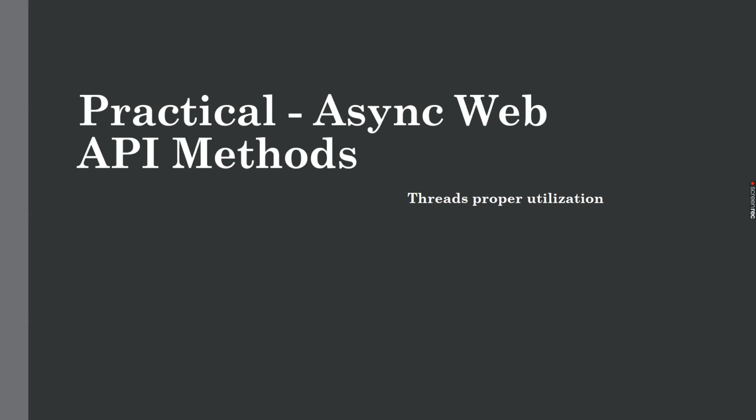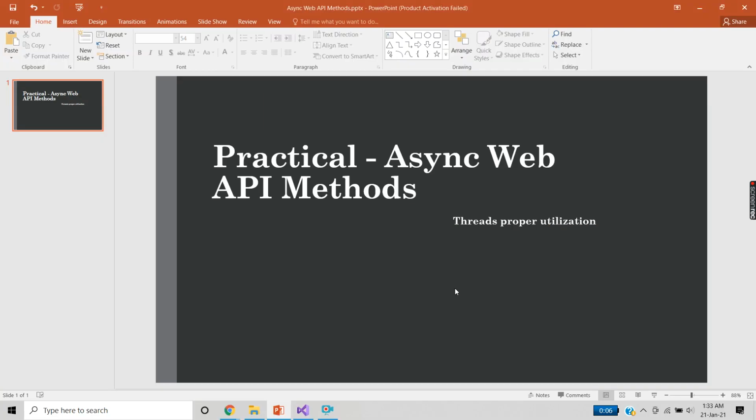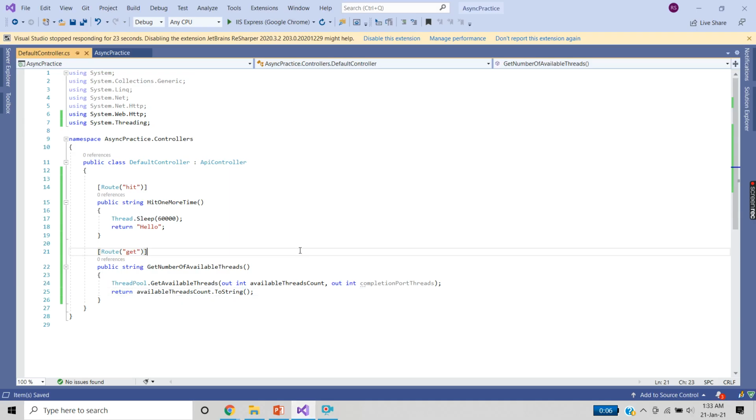In our last video, we studied async web API methods, and what happens when we use the async keyword with our web API methods or any other method. In this video, we will not talk about the theory we already discussed, how the thread pool works and how threads are used with and without async. This is all about practical.